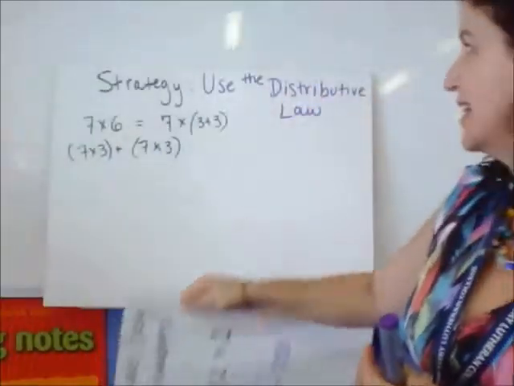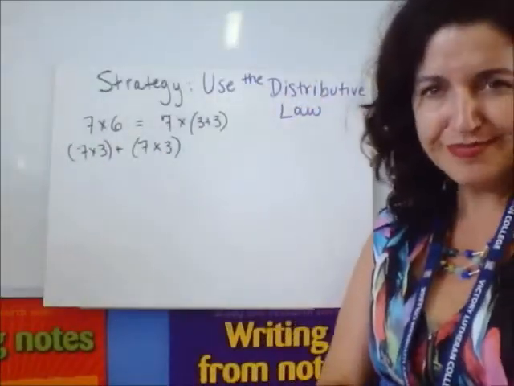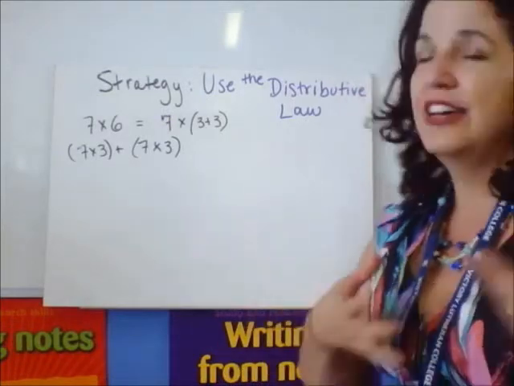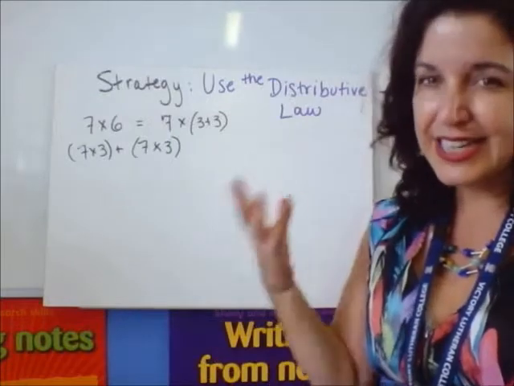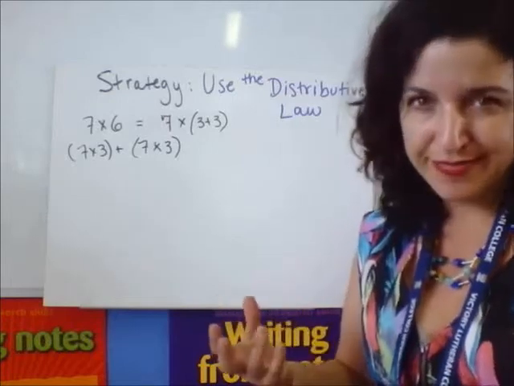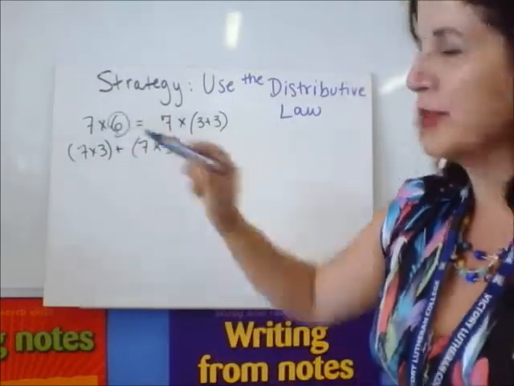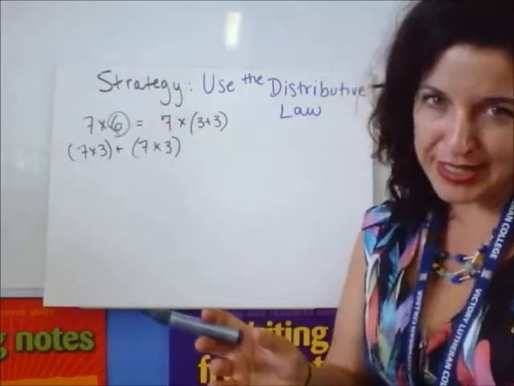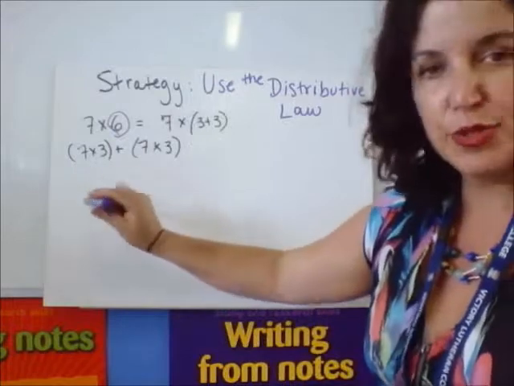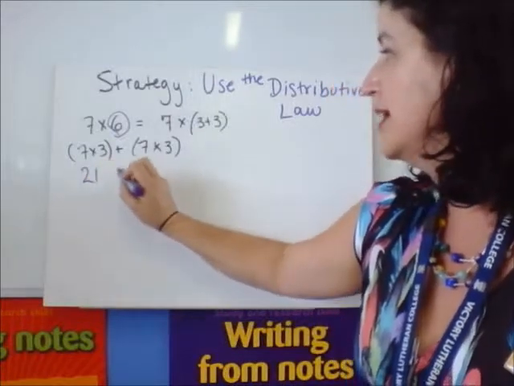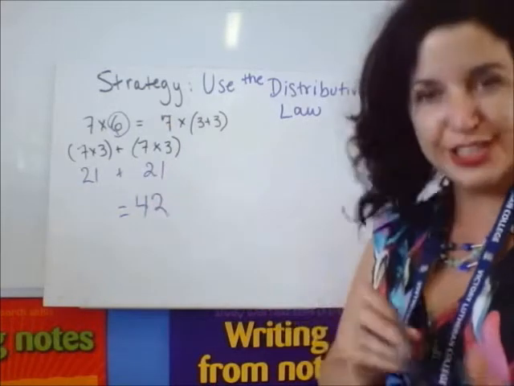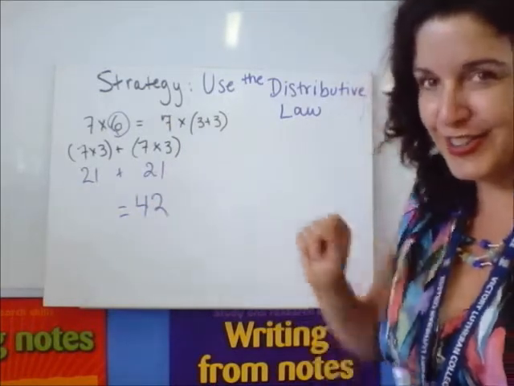Another strategy, use the distributive law. And to remind you, the distributive law means basically if you've got 7 times 6, it's the same as saying 7 times 3 plus 7 times 3. In other words, 6 can be separated into its components or its parts. So if you can't remember 7 times 6, you can do 7 times 3, which you might be able to remember is 21, add it to the other 7 times 3, which is 21, and you find you've got 42.